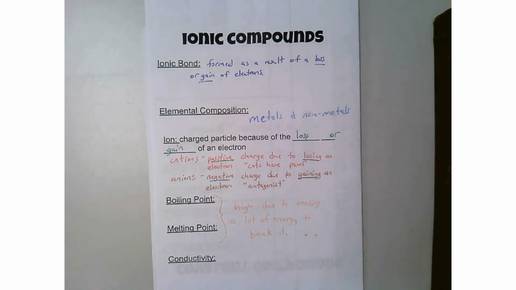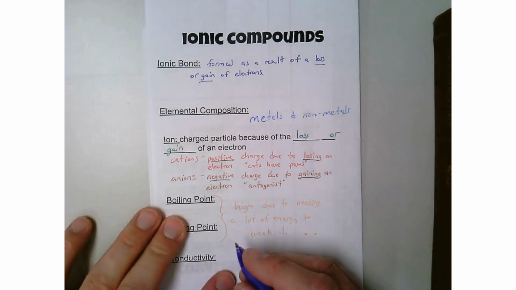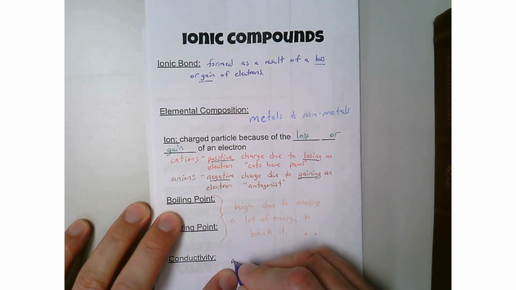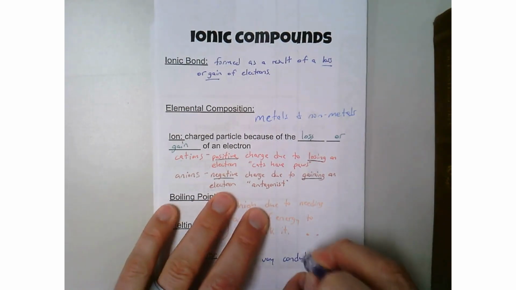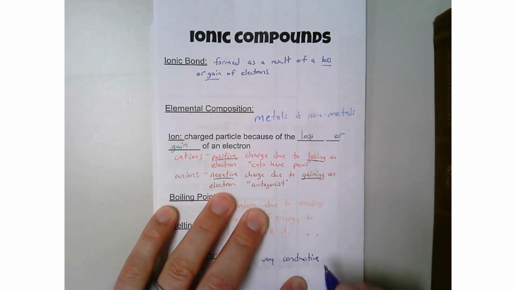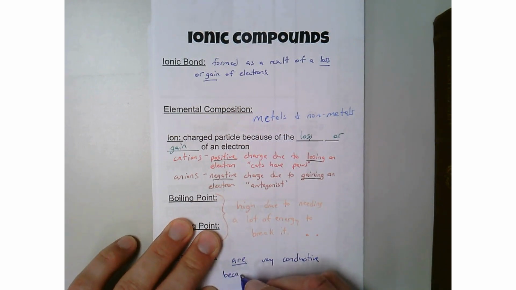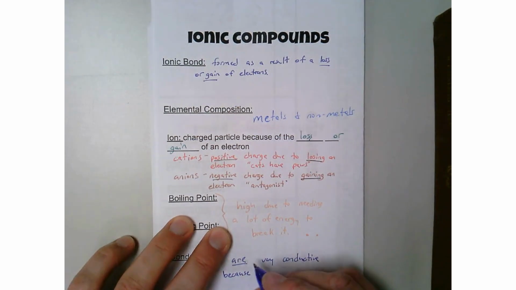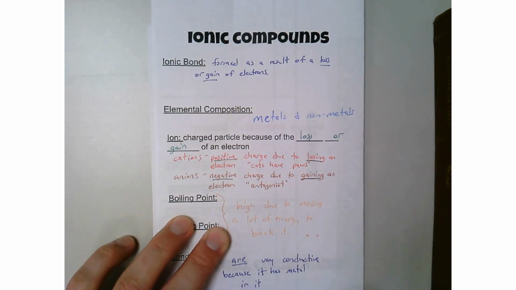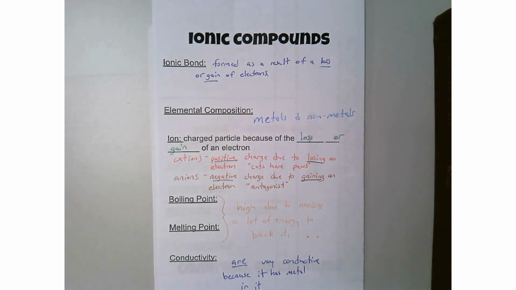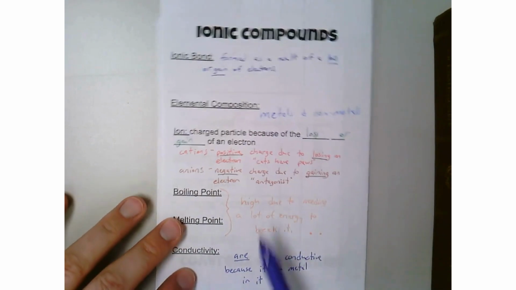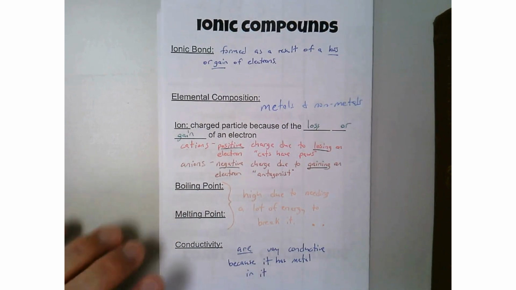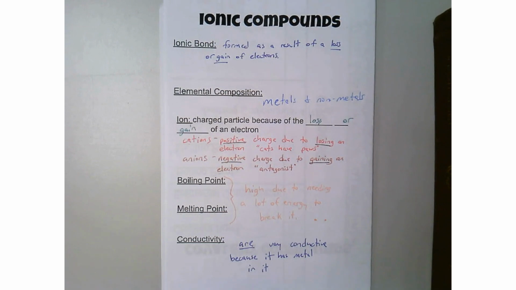And then conductivity. Ionic compounds are very conductive, because they have metal in it. Again, we're dealing with metals and nonmetals. Covalent bonds are going to be nonmetals and nonmetals. But because this has metals in it, it should be easy to remember that it's very conductive. It can take electricity, and it transfers electricity and heat very well.